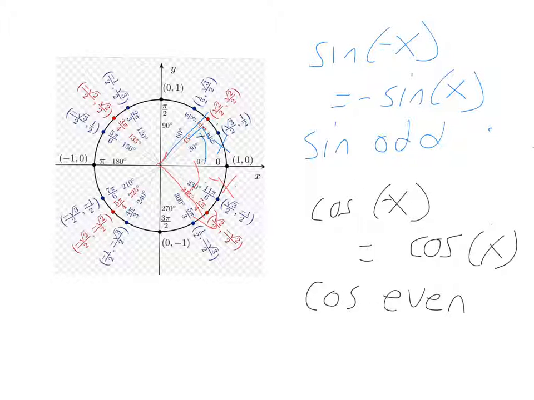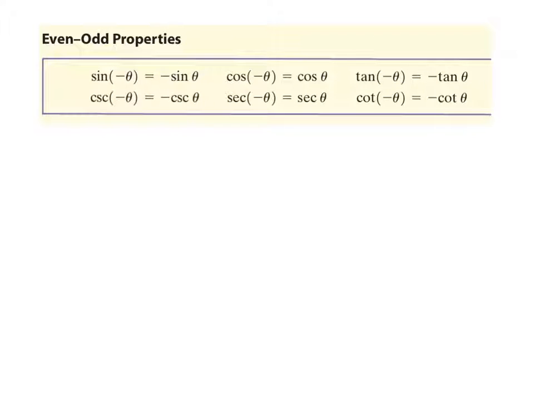So let me put up a chart saying which functions are even, which are odd, since I think you get the idea right now. If you notice here, cosine and secant are the only even functions. Everything else is odd.